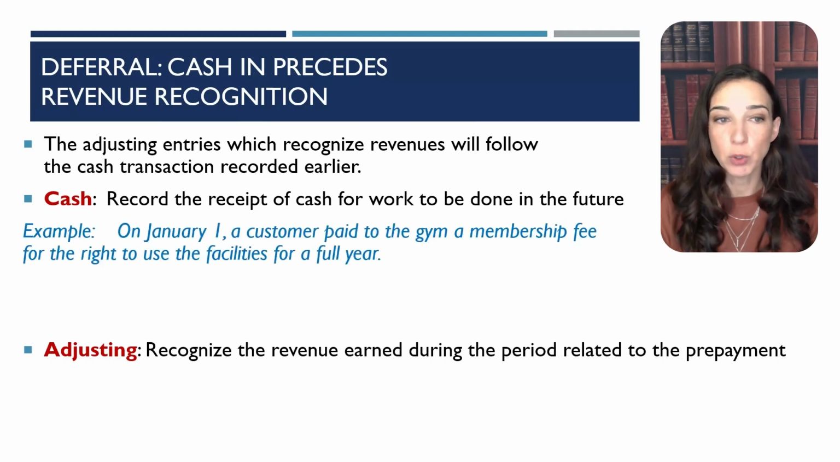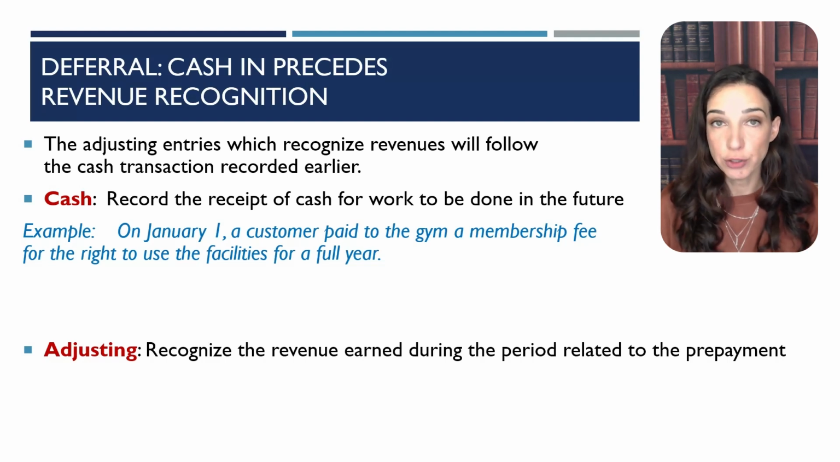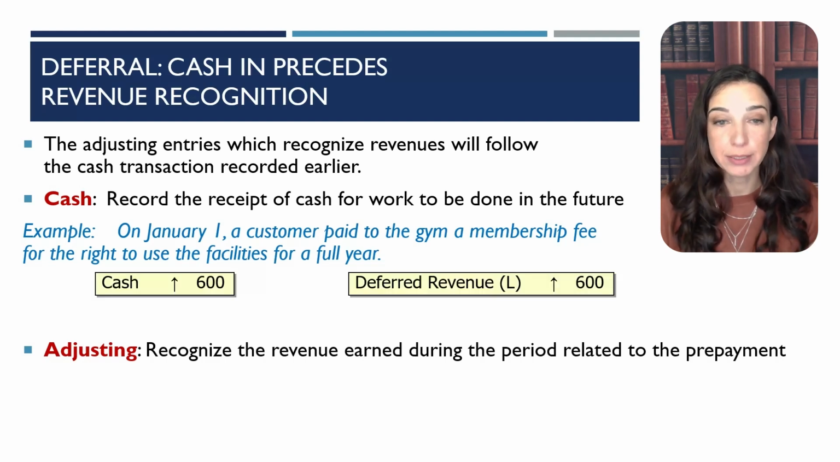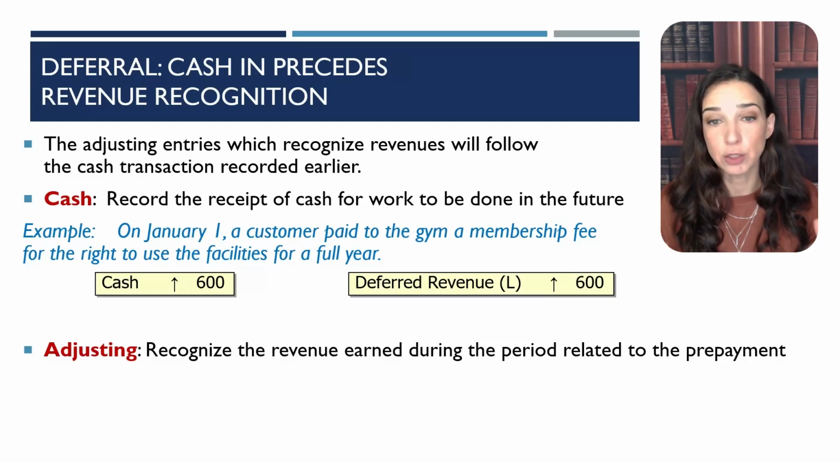So here's an example. On January 1st, a customer pays to the gym a membership fee for the right to use the facilities. So on January 1st, when the customer makes the payment, the company receives cash and creates a deferred revenue, which is a liability. So that is an explicit transaction that happened that needs to be recorded. There's not going to be a delay in the recognition of that transaction. It hits the books when it happens.